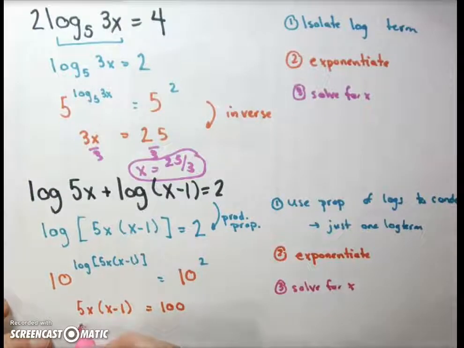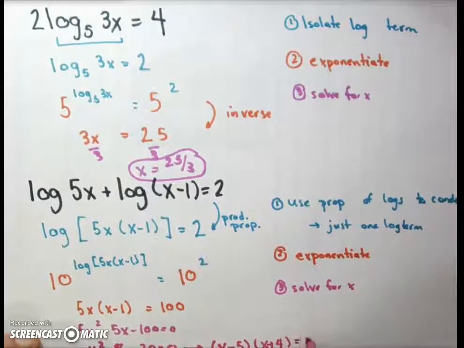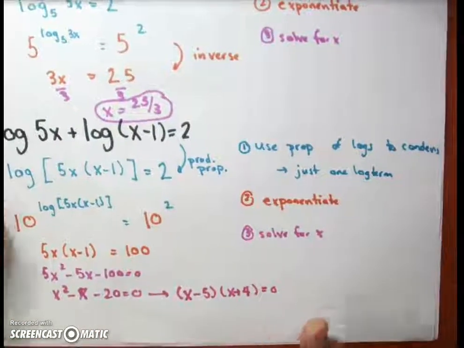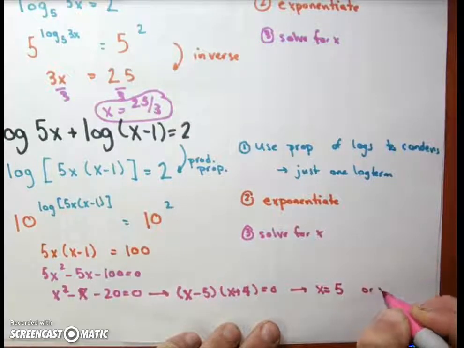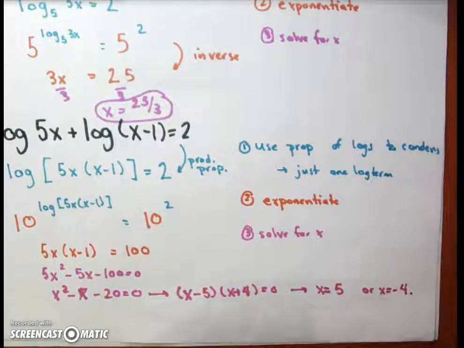And this is just a quadratic equation. So I have 5x squared minus 5x minus 100 equals 0. Divide everything through by 5, which gives me x squared minus x minus 20 equals 0. Factor this: x minus 5 times x plus 4 equals 0. And that tells me that x either equals 5 or x equals negative 4.